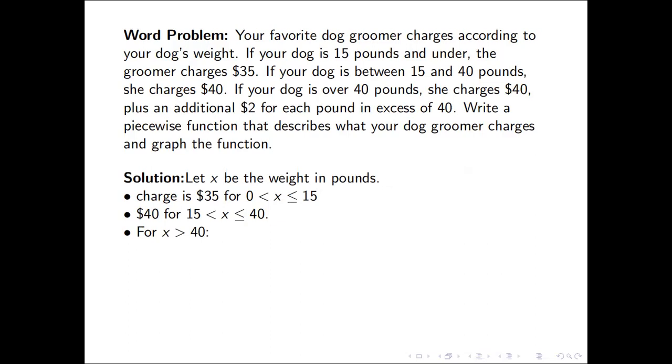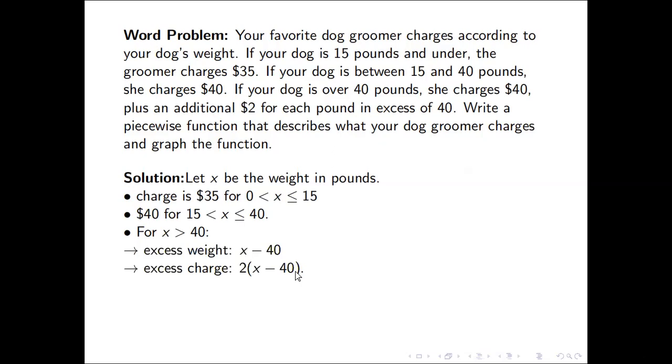What does she charge? On top of the 40 from the previous one, $2 each pound in excess of 40. So first, let's determine the excess weight. If X is the weight, then the excess weight is X minus 40, if X is over 40, by the way. So this is the excess from 40. And then $2 for each pound of excess weight. So we will have 2 times quantity X minus 40.